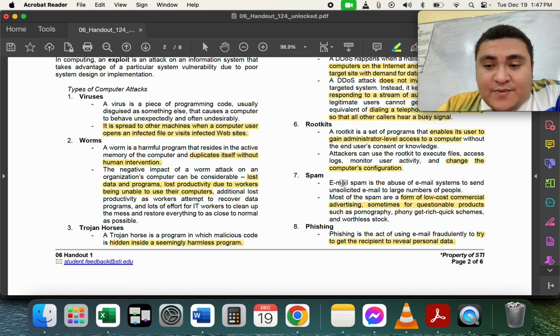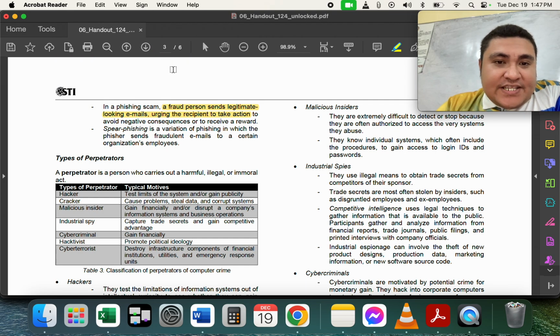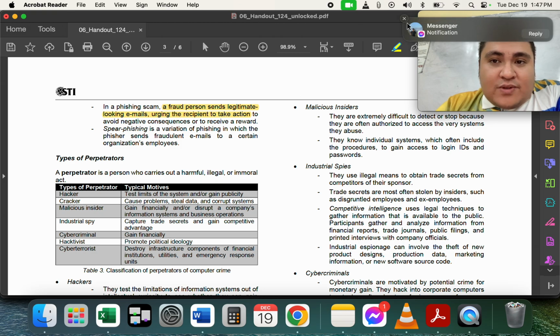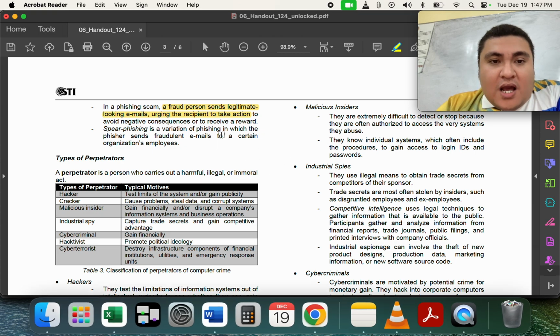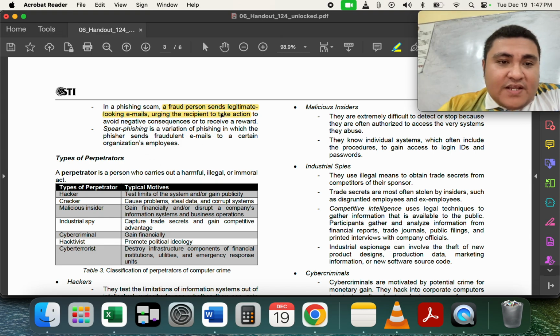You also have number 8, which is phishing. This one tries to get the recipient to reveal personal data like birthdays, account numbers, bank account numbers, and passwords, in exchange for access. A fraudster sends legitimate looking emails urging the recipient to take action. Usually they make it look really similar to the legit one. For example, they create an account somewhat similar to a GCash account. It looks almost the same, so be careful.